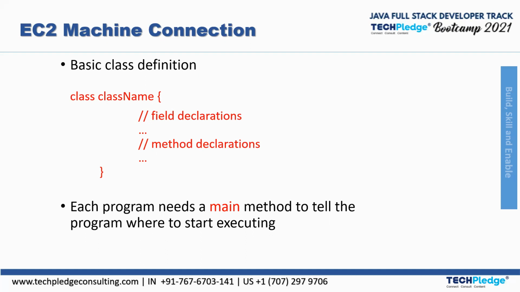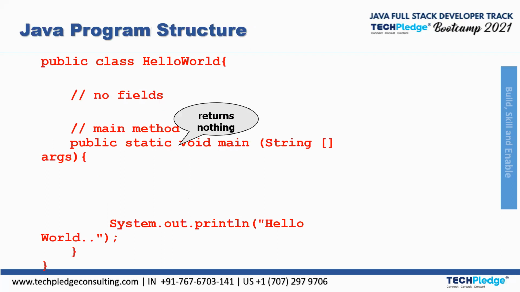Each code needs a main method to tell the program where to start executing. Without the main method, no program can be run in Java. So this is an original code. Here you can see it is written public class HelloWorld. You have to make sure of one thing: when you are creating a program, in this case HelloWorld, the name of your file also has to be the same as that of the program. Otherwise, it will not execute. You have to be very sure that it is the same as the file name.